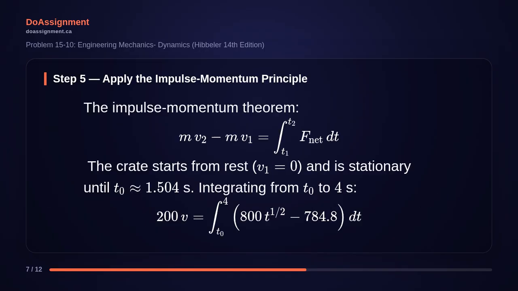We apply the impulse momentum principle. The crate has 0 velocity initially and remains at rest until t naught. Integrating the net force from t naught to 4 seconds gives the change in momentum, which equals 200 times the final velocity v.